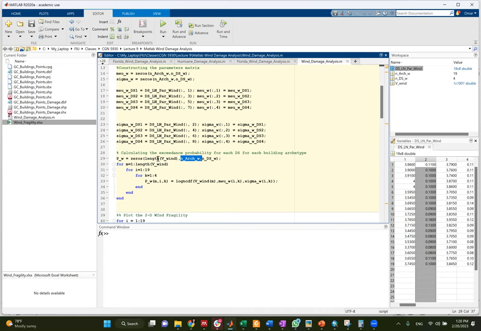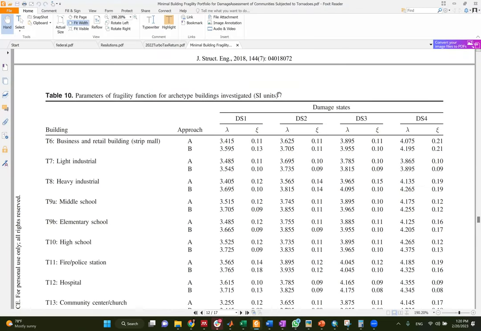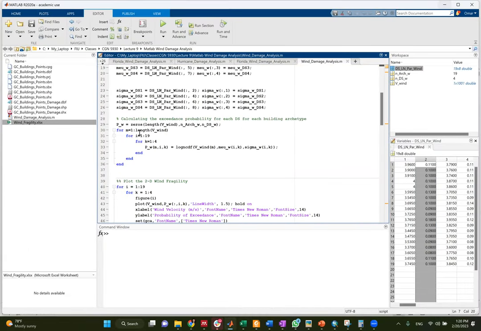All right. So what I did is I made a for loop with three layers, for wind speed from one up to the length of the wind. So I have wind speed from zero up to 100 meters per second. This is SI unit, so it's meters per second. Okay, so I'm done with the wind. And then for each archetype from one to 19, and for each damage state from damage state one to damage state four, calculate the exceedance probability.